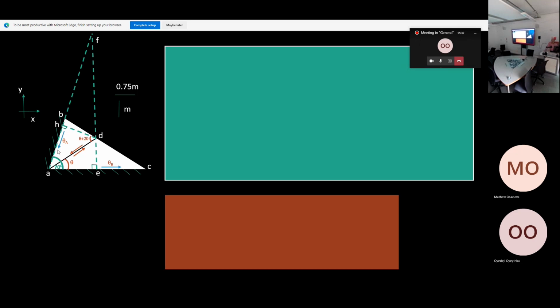What is this angle here? This one? 70 minus theta. Okay, this is 90. This is 70 minus theta. Yeah, and then the sum should be 180. So do that and tell me whether you get theta plus 20. Clear? Yes.